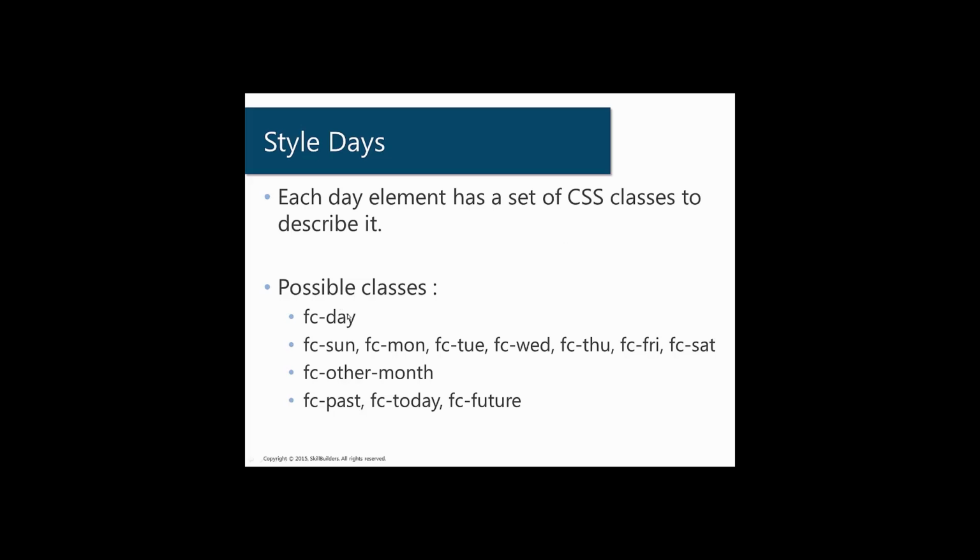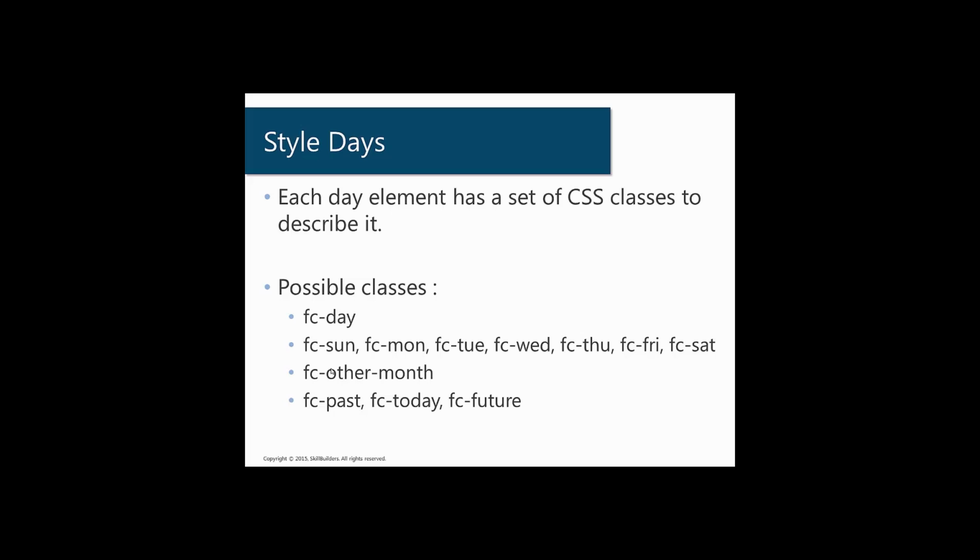All of them are going to be defined as a day, but some are going to be defined as Sunday, Monday, Tuesday, Wednesday, Thursday, Friday, Saturday. Some are going to be defined as actually in a different month. So if you're currently looking at January, if a December date happens to display or a February date happens to display, it's going to be flagged as another month.